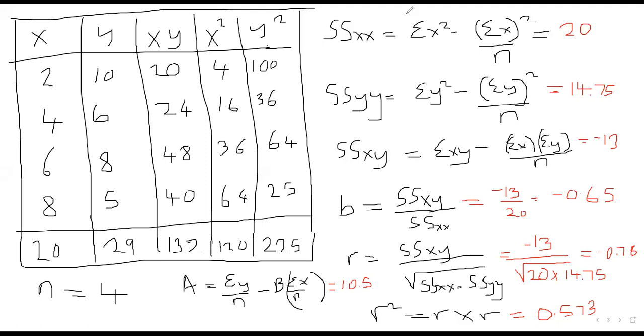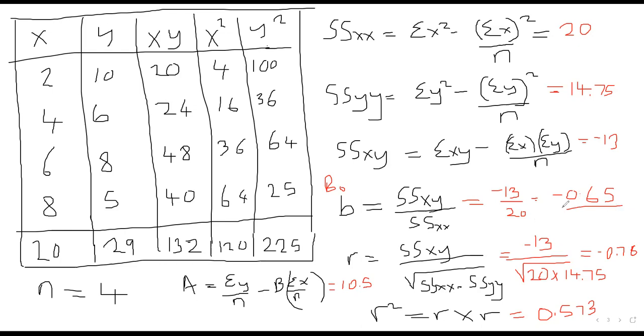So if your calculations are well done, you will find that the sum of square xx will give you 20. The sum of square yy will give you 14.75. The sum of xy will give you minus 13. And to find the slope, which is b, and this b, like I said, could also be b0 in other books, is xy over xx. So these figures are cardinal and paramount to calculating what follows. Minus 13 over 20, we get 0.65 negative. So this is our slope.